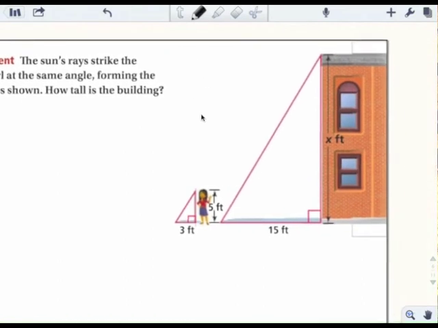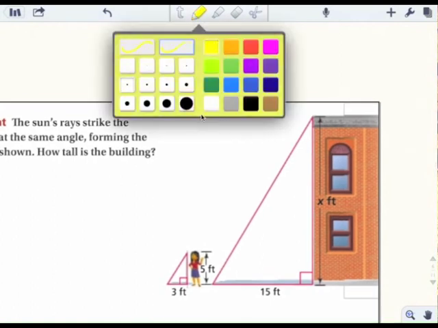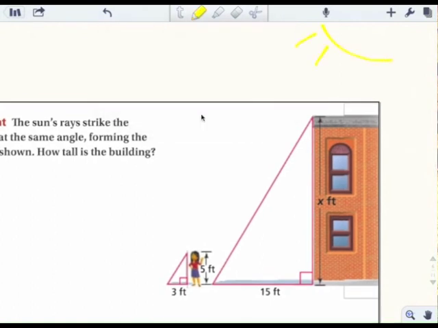So here we have a tall building. We don't know how tall it is though. We are representing the height of the building with an unknown, x. So it's x feet tall. Now, some things that we do know about this situation. The sun is up here. Let me draw a little happy sun. Here's the sun up here, and it's happy. And the sun's rays are all parallel, like this, because the sun is really far away.